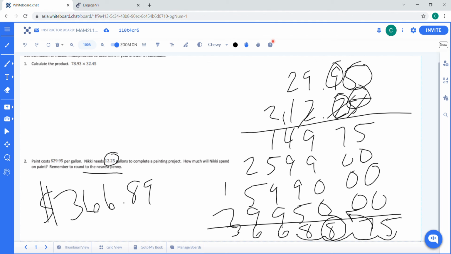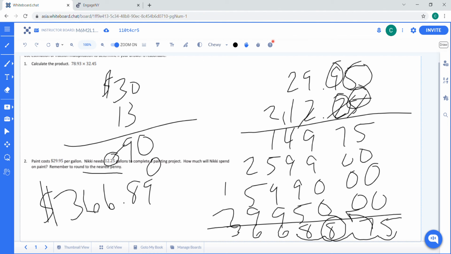Now, like I said, I wouldn't even do that. I would just say Nikki needs 13 gallons. She's going to spend $30 per gallon, and we could do that quickly. And this is $390 in an estimate. And that's a good estimate.